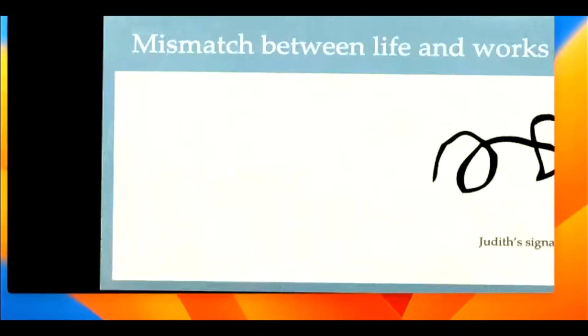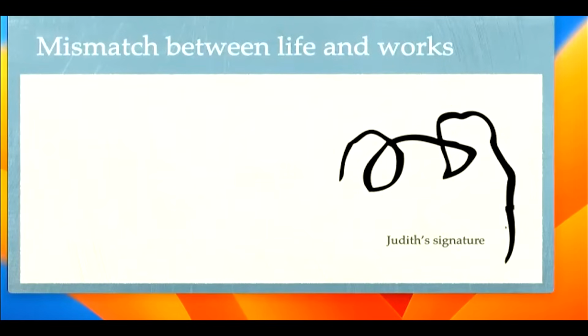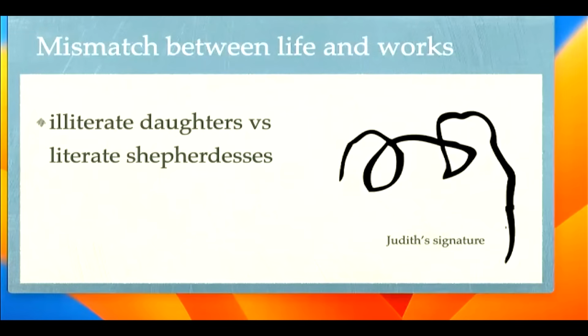Lean on them. The mismatch between the Stratford man's life and his works. You've got lots of things to choose from. I like these two. You know, sometimes you have to make a quick argument. The fact that his daughters were illiterate, it's quite powerful. It's quite powerful. He's got all these literate maids and shepherdesses.